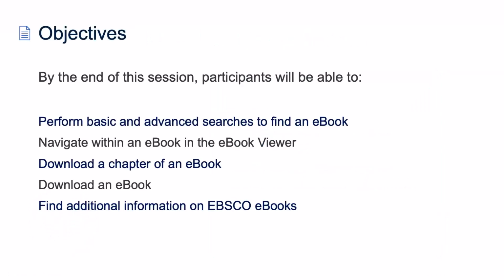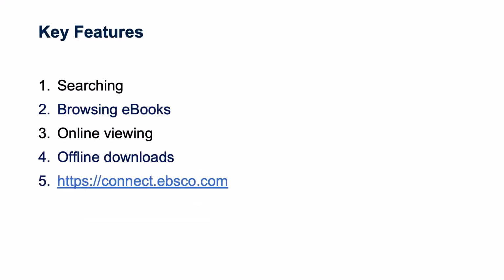By the conclusion of this session, we would have conducted some basic and advanced searching to find EBSCO ebooks. We will navigate through the ebooks using the ebook viewer. We will download a chapter of an ebook, and we will also download an entire ebook. And finally, we will look at where we can find additional information on EBSCO ebooks. So 5 key features we will focus on, broken down into searching, browsing, online and offline views, as well as EBSCO Connect, which is our support site.